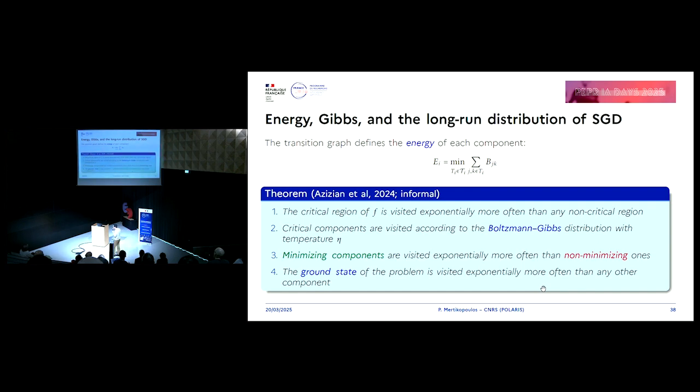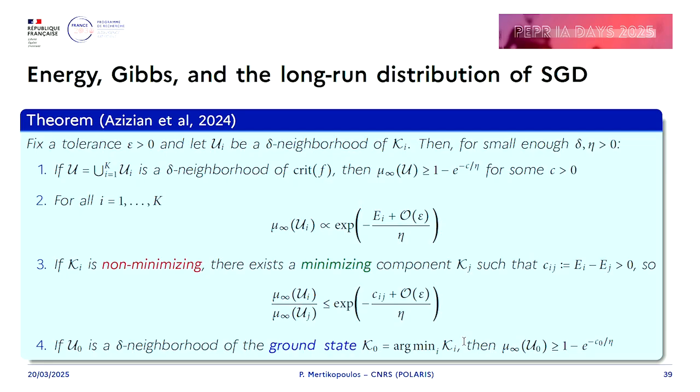And what this tells you in particular is that minimizing components are visited in turn exponentially more often than non-minimizing ones. So you have also what I was talking about in the beginning, an avoidance result, meaning that the time that SGD spends near non-minimizing points is exponentially small. And finally, the ground state of the problem, meaning the one with the lowest energy, is visited exponentially more often than any other critical component.